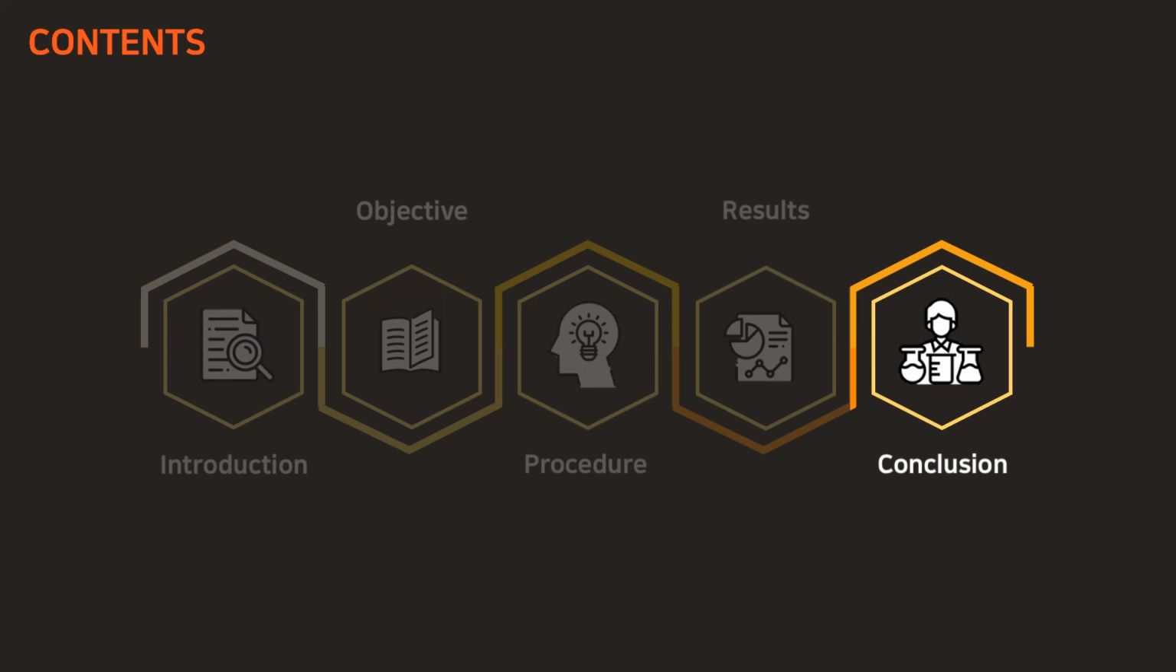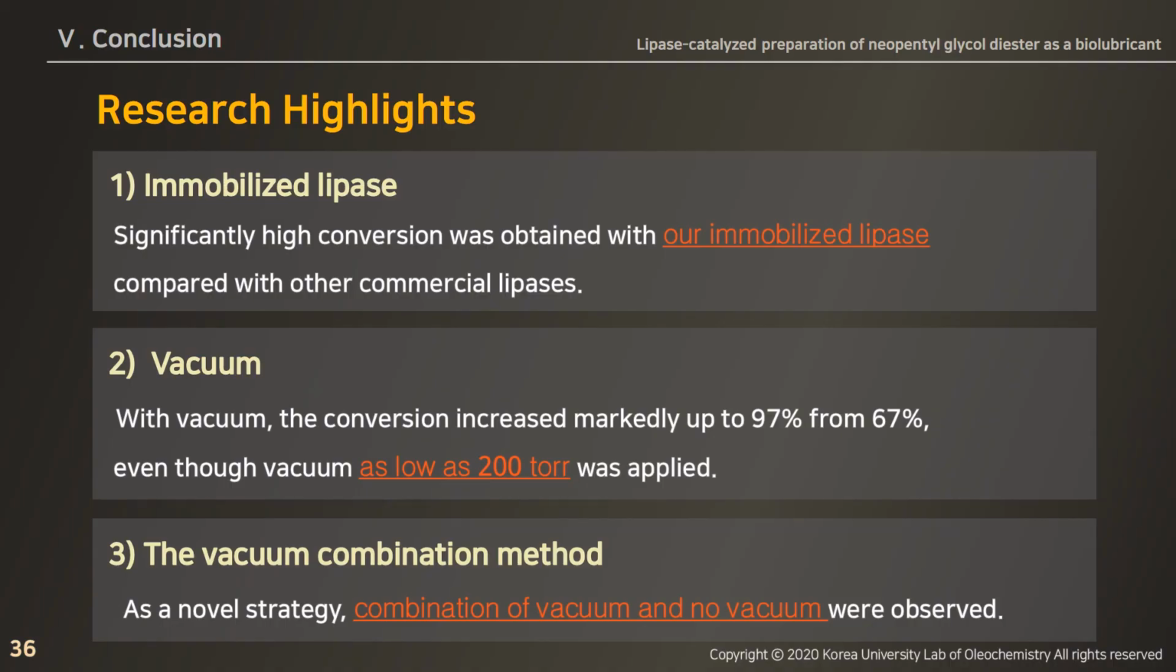This is the final part, the conclusion. In conclusion, NPG diester was successfully synthesized via immobilized enzyme catalyzed esterification. Finally, these are the highlights of our research. We used immobilized lipase and it showed extraordinary activity for synthesis of NPG diester. With a low vacuum of 200 torr, the conversion increased markedly from 67% up to 97%.